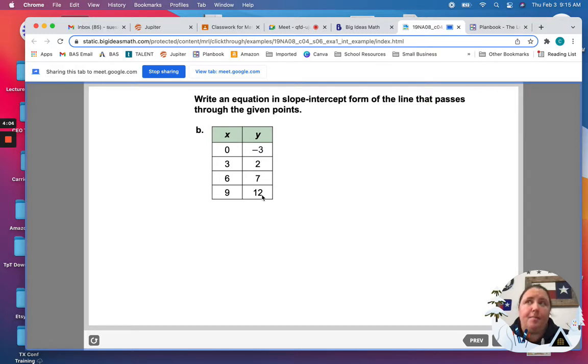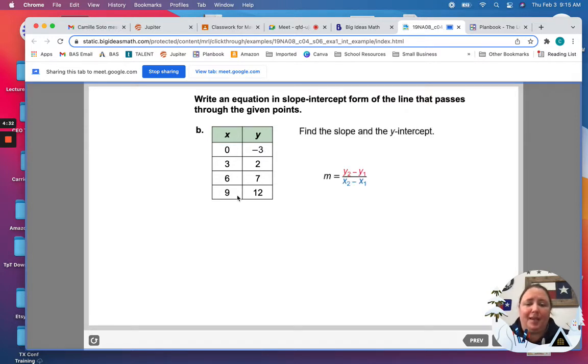Okay, remember, what is the value of x when it's crossing the y-line? When it's on the y-line, the y-intercept, what is x usually? 0. Excellent. So since x is 0, this is your y-intercept. So it crosses the y-line at negative 3. So now we just need to find the slope.